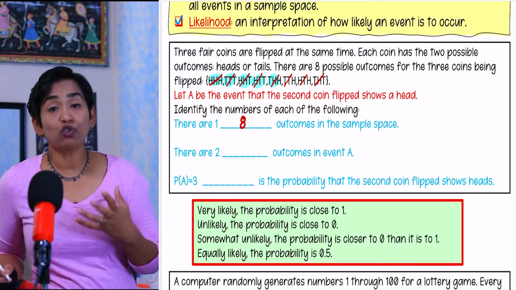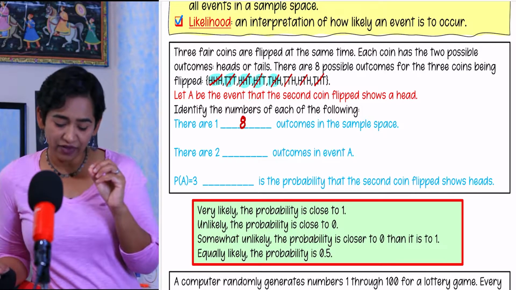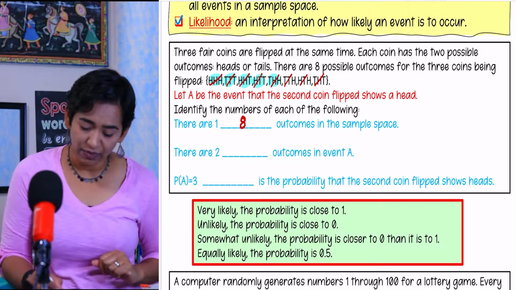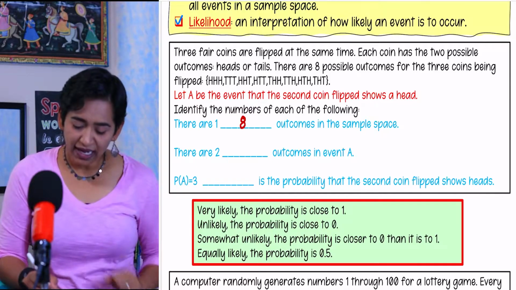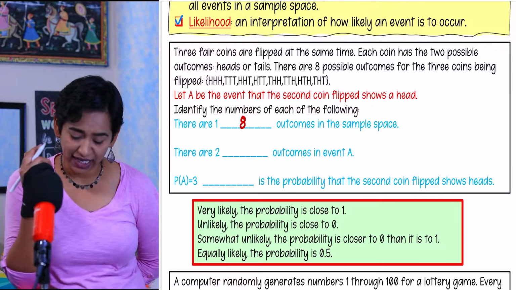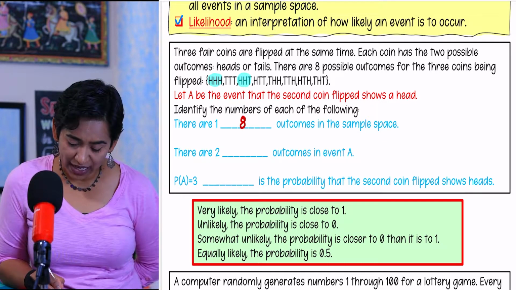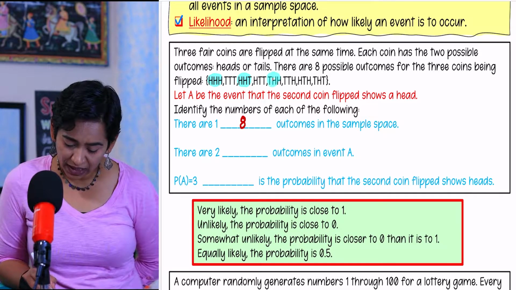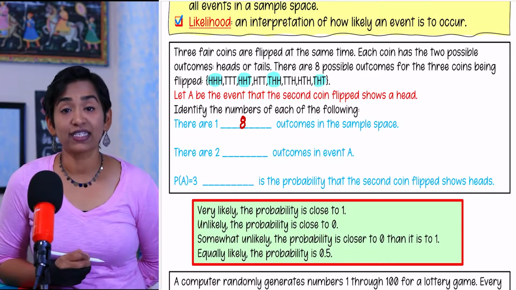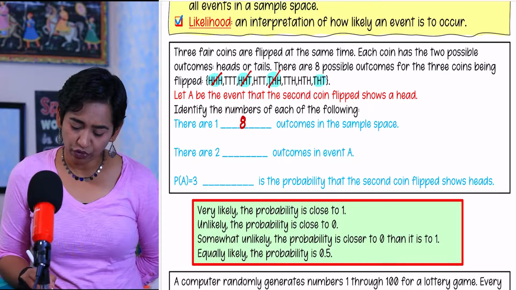Now, outcomes in event A. What is my event A? They wanted to have, let's say, a head on the second coin. So let me go ahead and erase this. And let's see in which cases do I have a head in the second coin. This one has a head. There you see. This one has a head in the second coin. This one has a head in the second coin. And this one has a head in the second coin. So how many do I have altogether? 1, 2, 3, 4.